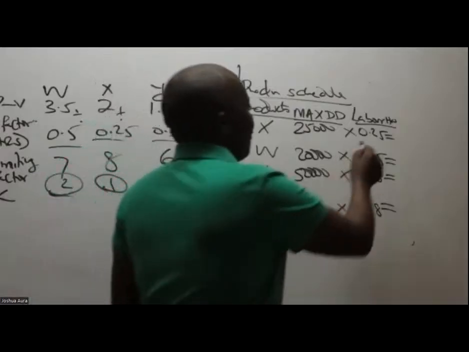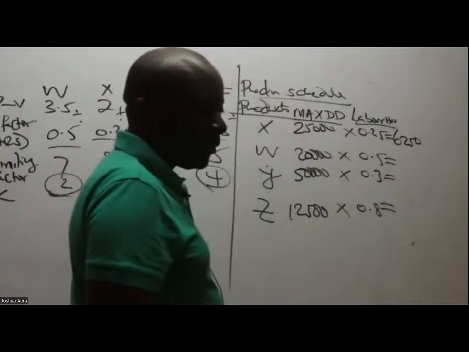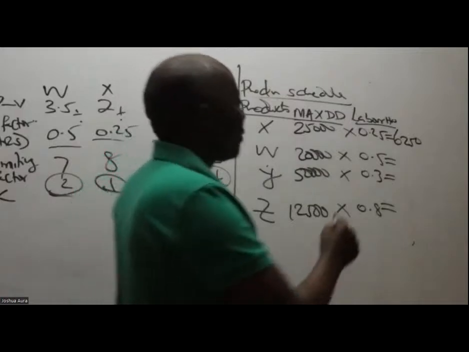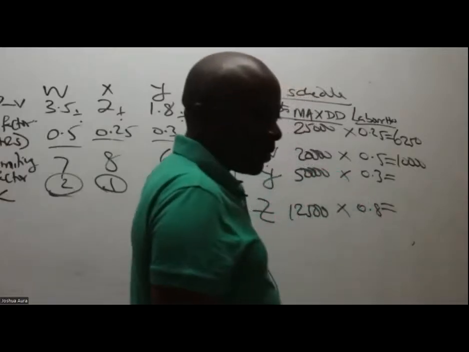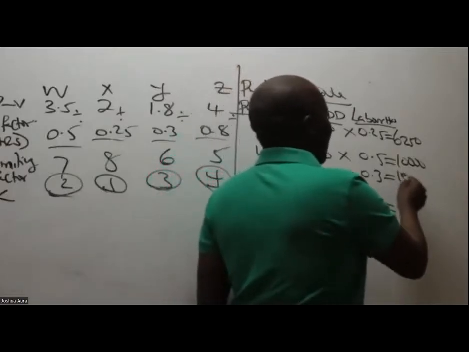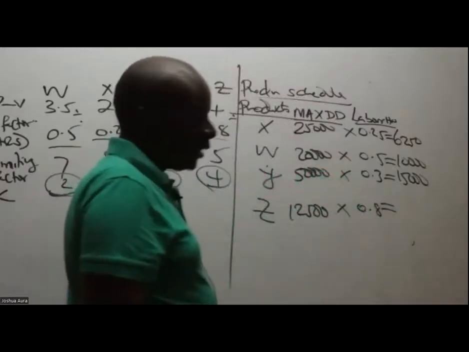6250 from Levy. 6250, thank you very much. The next one, how much will it be? 10,000. Thank you very much. The next one? 15,000. Thank you very much. The last one, that is Z, will be 10,000 again.